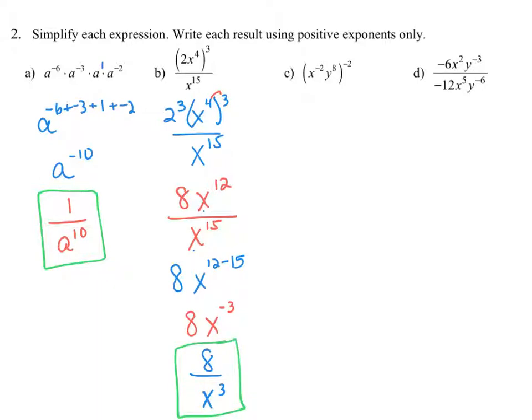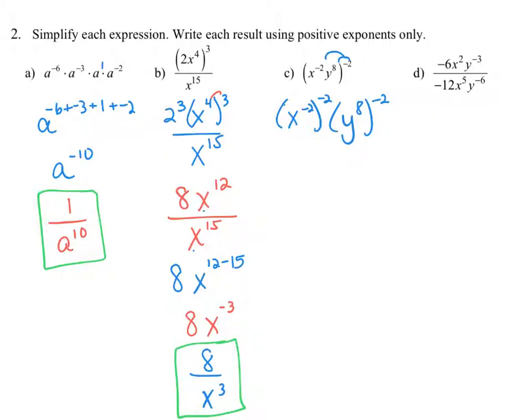Okay, let's continue with part C, where we have the entire quantity x to the negative 2 y to the eighth, all raised to the negative 2 power. So we want to share that exponent, so we can write this as x to the negative 2 to the negative 2 power and y to the eighth to the negative 2 power.